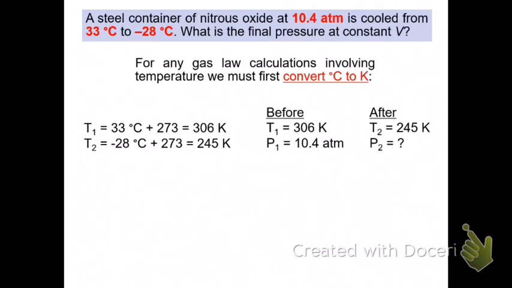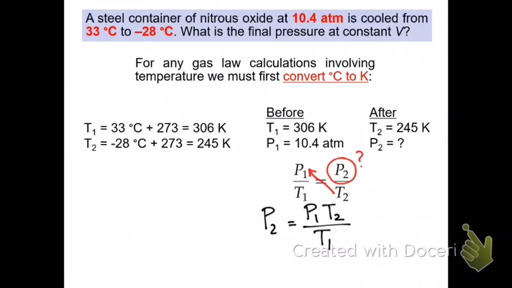All right. So we want to calculate P2. This is the equation that we need. And we want to find P2. All right, so all you have to do is cross multiply, move T2 to the other side, and that basically isolates P2. So P2, the final pressure, is equal to the initial pressure times the final temperature divided by the initial temperature. And all you have to do now is plug in the numbers.